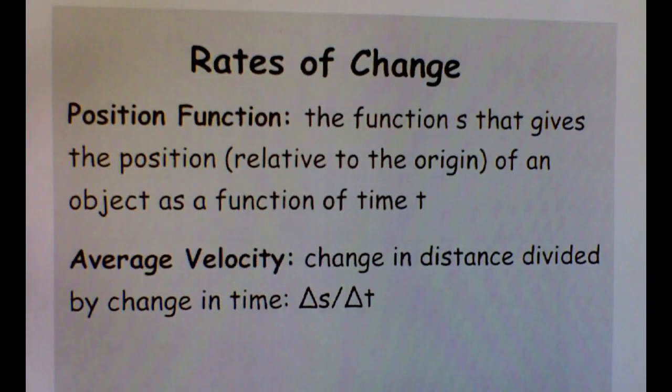Then we also have to talk today about rates of change. The position function is a function s that gives the position relative to the origin of an object as a function of time t. And the average velocity of this object is the change in distance divided by the change in time. So delta s over delta t. Change in position, change in time.